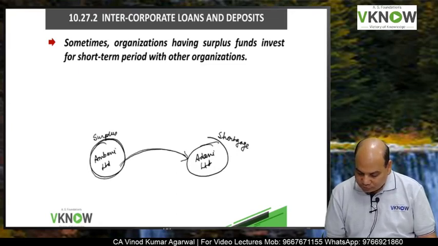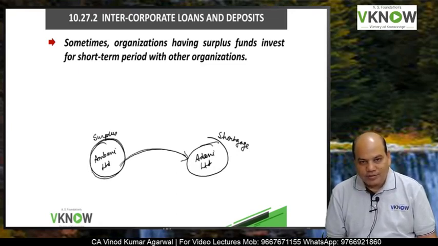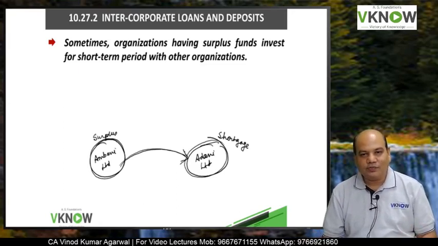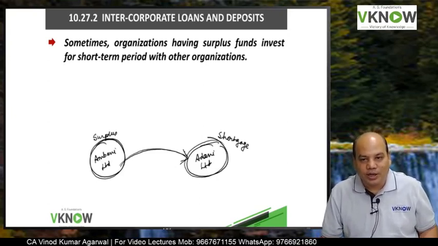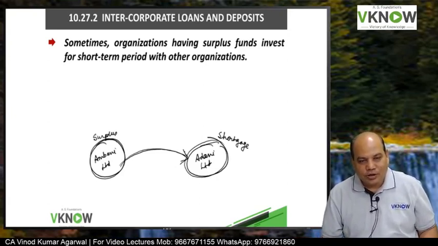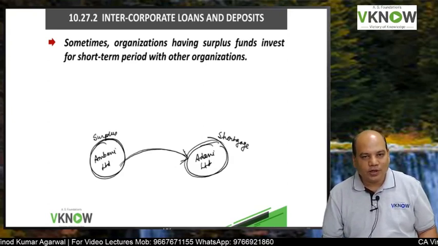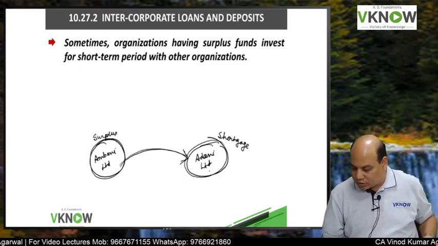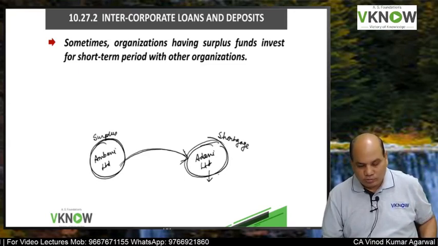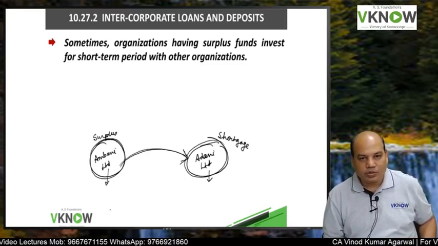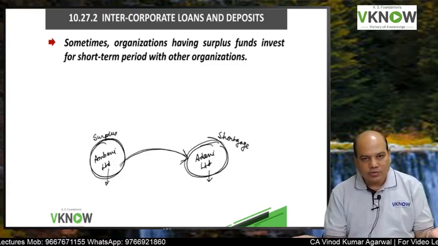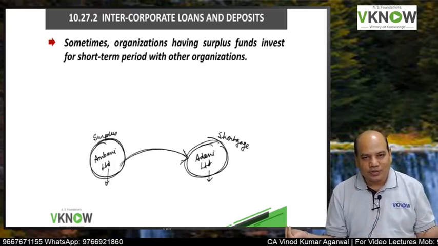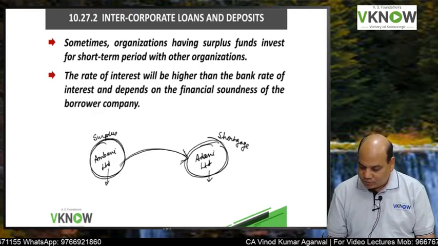Advantage to this company, they will generate income on that. Advantage to this company, they are able to raise the funds quickly without much formality. Understood? If you go to take a bank loan or a loan from a financial institution, then they will have a long procedure. Here this company will take an approval from the board, that company will take approval from the board, and they will just transfer the money electronically. So within a day or two the funds are transferred and the interest rate is as per market rate.